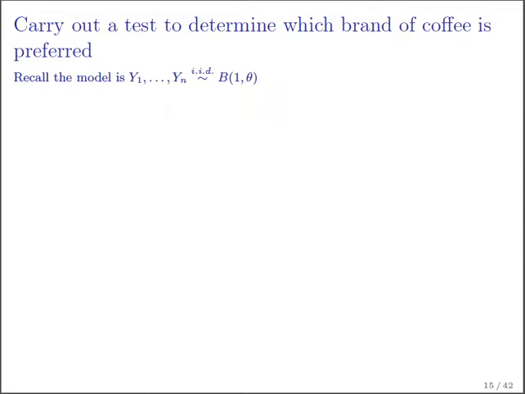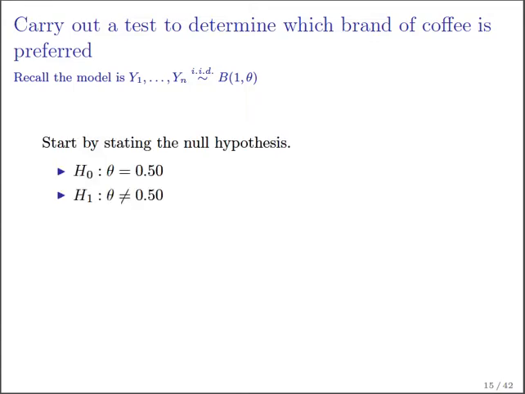Question, another sample question. Carry out a test to determine which brand of coffee is preferred. And again, the model is Bernoulli. You start by stating the null hypothesis. Why theta equals 0.5? Well, theta equals 0.5 means that a person randomly chosen from the population would have about a 50% chance of choosing the new coffee or the old coffee, and it really doesn't matter.